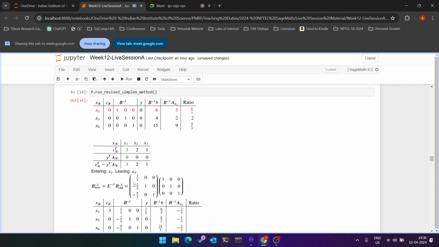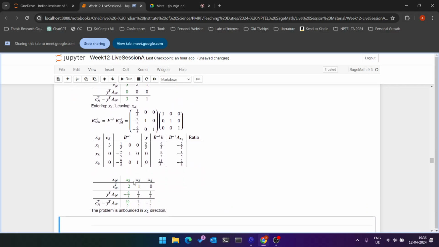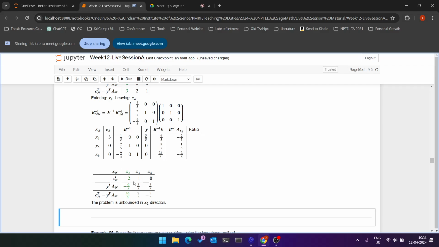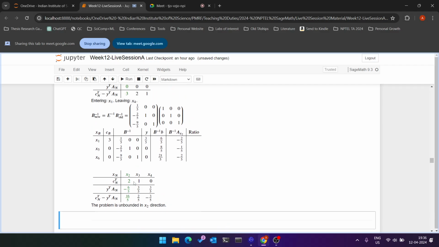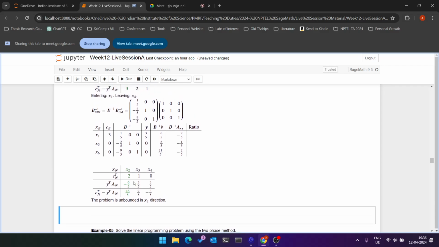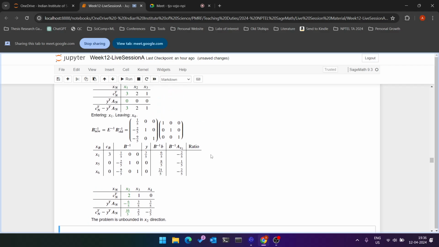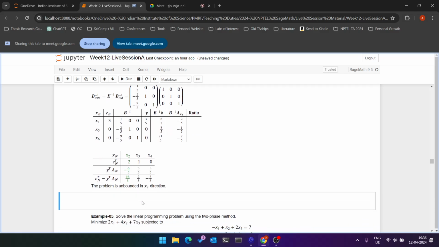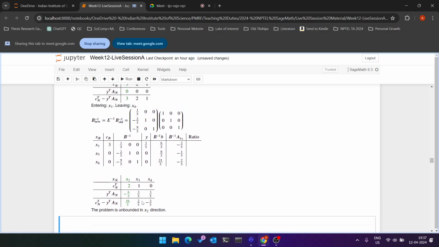Okay, yeah. So here it turns out that the problem is not bounded along the x2 direction.